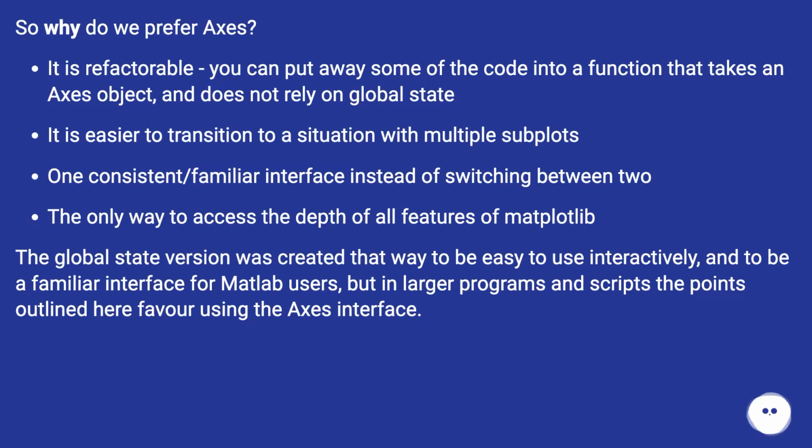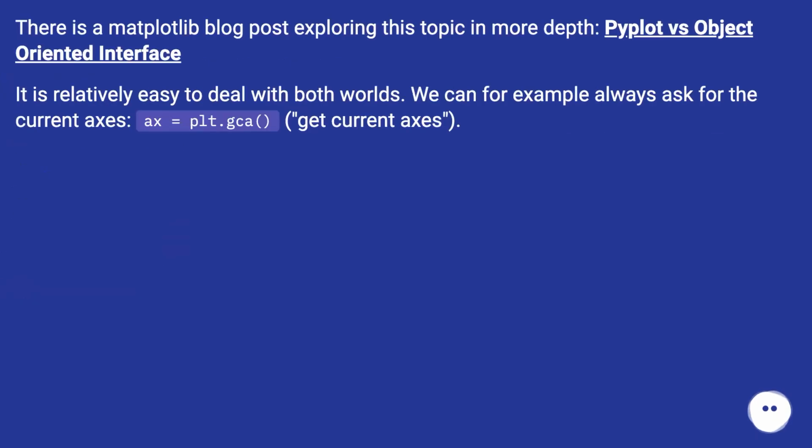The global state version was created that way to be easy to use interactively and to be a familiar interface for MATLAB users, but in larger programs and scripts the points outlined here favor using the axis interface. There is a Matplotlib blog post exploring this topic in more depth, Pyplot vs Object-Oriented Interface. It is relatively easy to deal with both worlds. We can for example always ask for the current axis, ax = plt.gca(), get current axis.